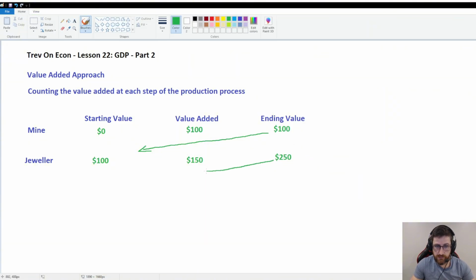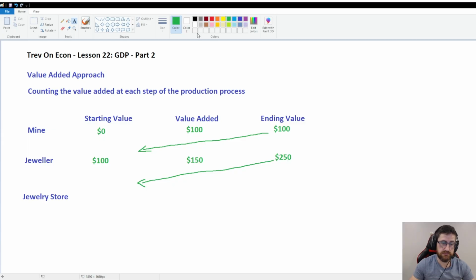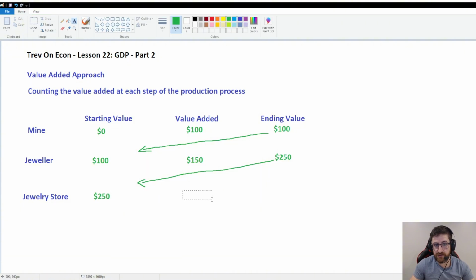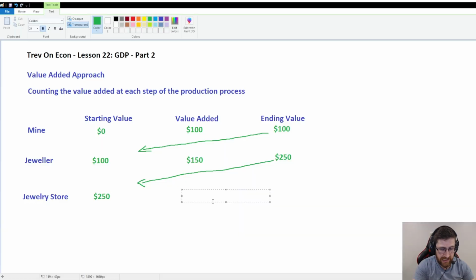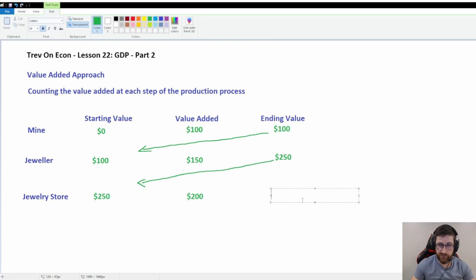Well, that's going to go to the next person. Let's call this person just the jewelry store. So, same thing. They buy it off the jeweler for $250. They have to put it in their store. They're going to market it. They're going to put in pretty packaging. They're going to add, let's say, their own $200, just to be simple. And that is going to now be worth $450, right?